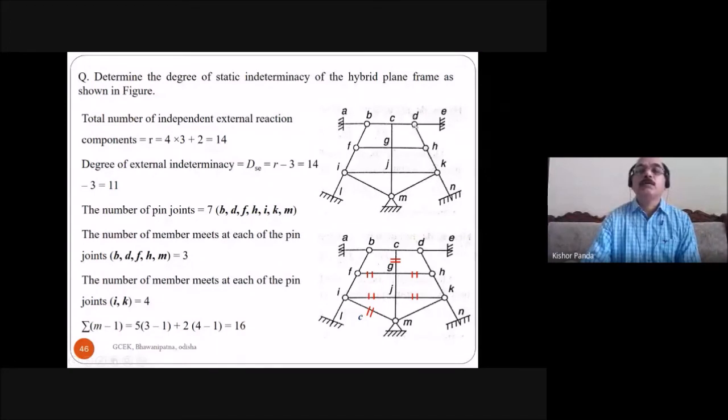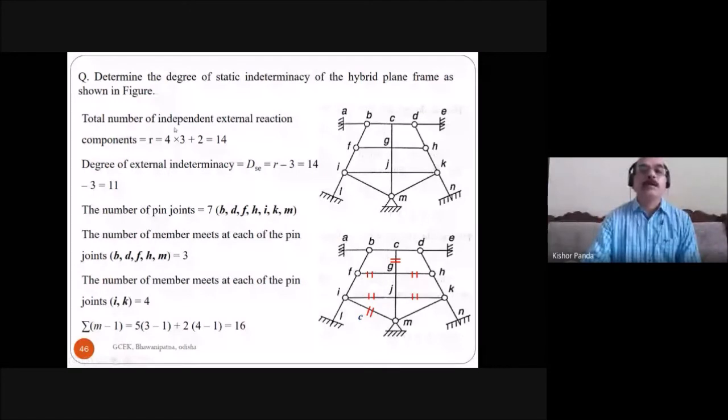And which one is your rigid connection? This one is your rigid connection, this one, this one. These are the fixed ends. Fixed end means this is rigidly connected. So first you find out the total number of independent external reaction components.